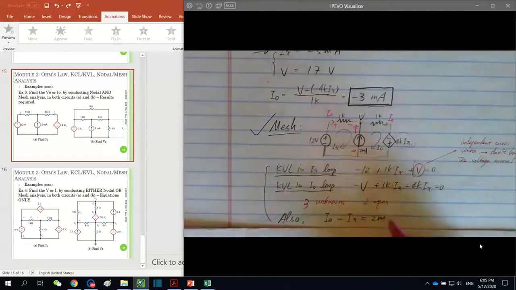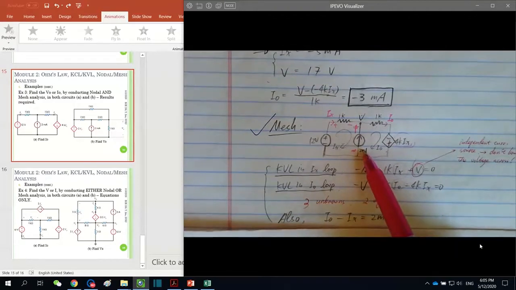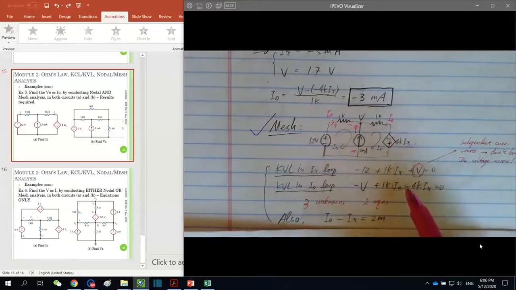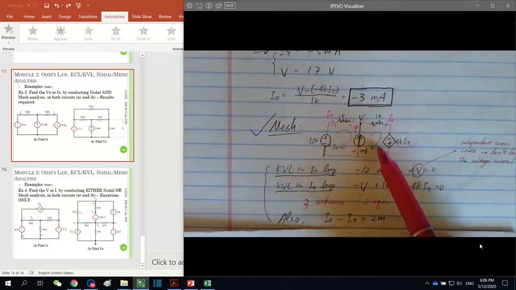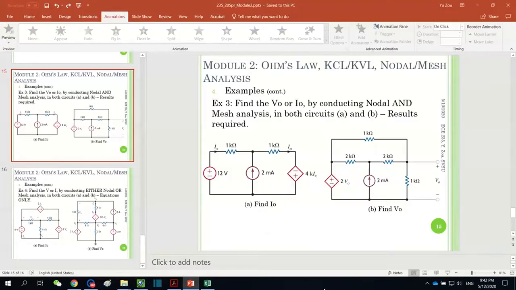Actually it is this. The current source of 2 milliampere obviously equals the current difference between I naught and Ix. However, is it Ix minus I naught equals 2 milli, or I naught minus Ix equals 2 milli? We need to follow the labeled current direction here. So according to this direction, it is I naught minus Ix, because the I naught current direction is consistent with this labeled current direction.